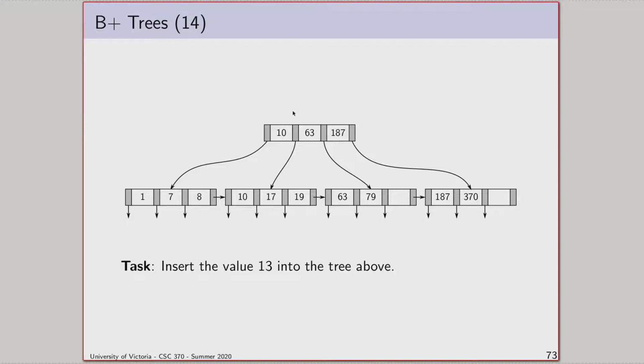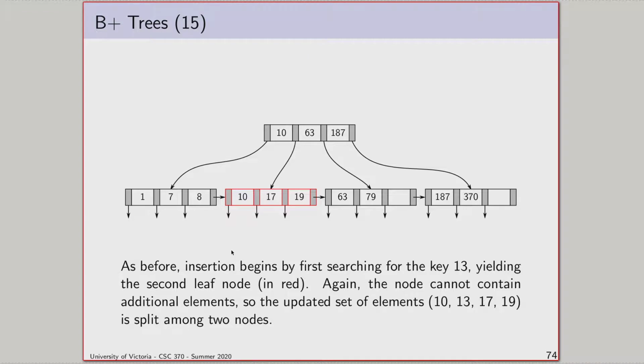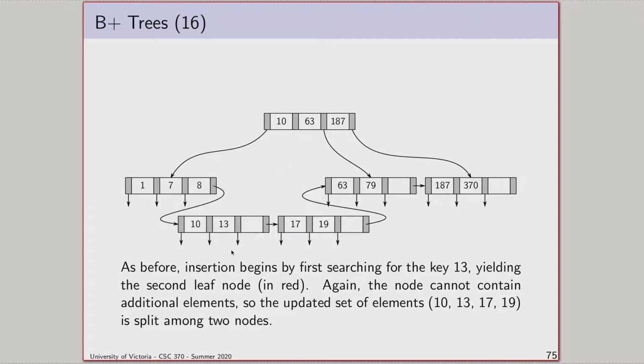Okay, so how do we start? 13 is between 10 and 63. So we come into the root, we go down here, and then we end up with this problem. So I've got 10, 13, 17, 19. Okay, so I could split it into two leaves, because obviously it can't contain 13 and all three of those other elements. So I perform the split, and then I notice that because I have a second leaf, I have to send 17 up to join these things. So I get 10, 17, 63, and 187 in the level above.